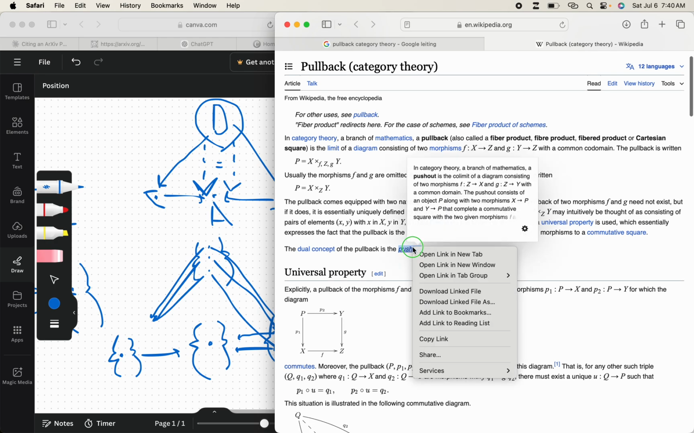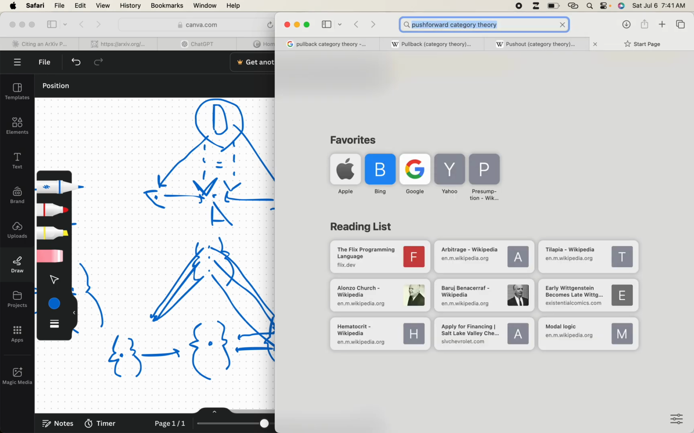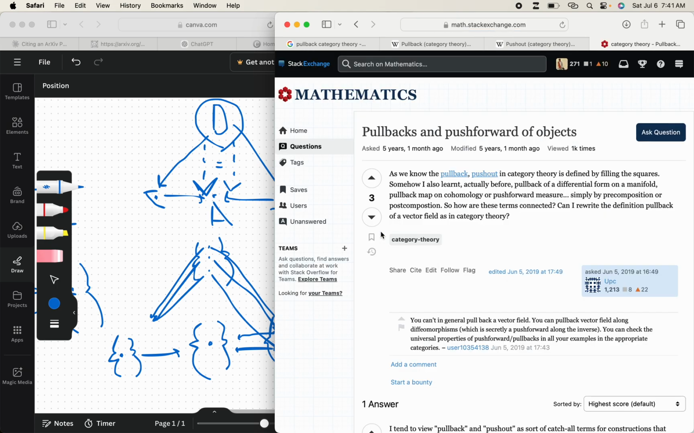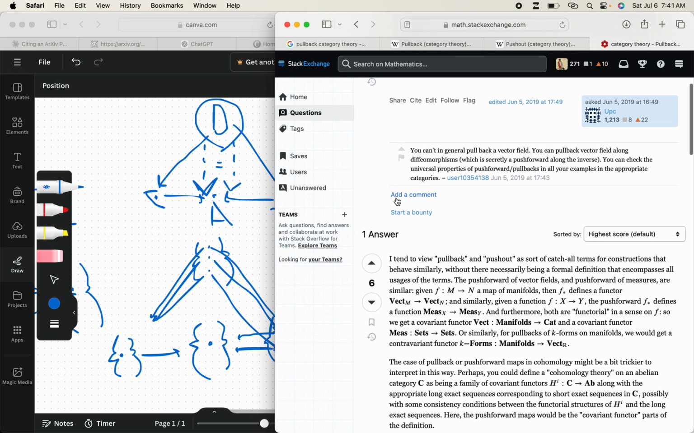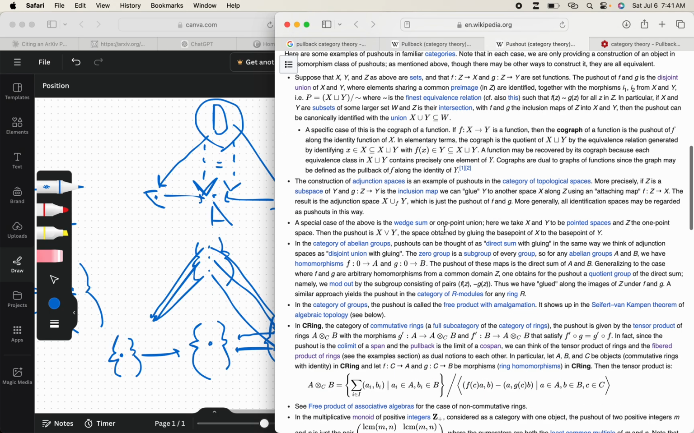Yeah, so pushout does not equal push forward, I believe. Push forward, category theory. Or maybe they do. I don't know, but this is so much information that I'm just going to get distracted. And I'm not going to worry about that right now.